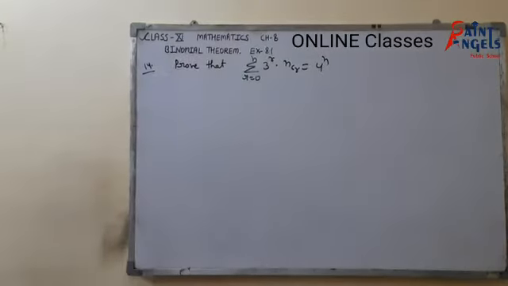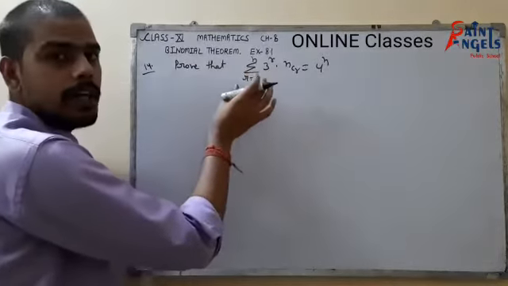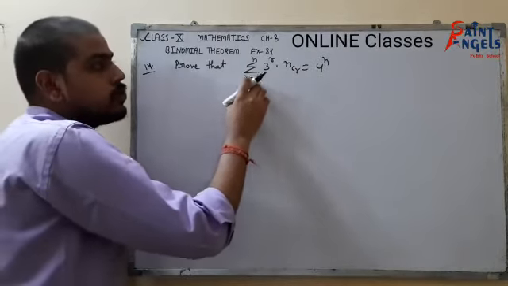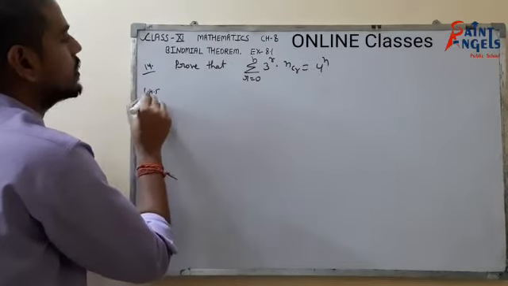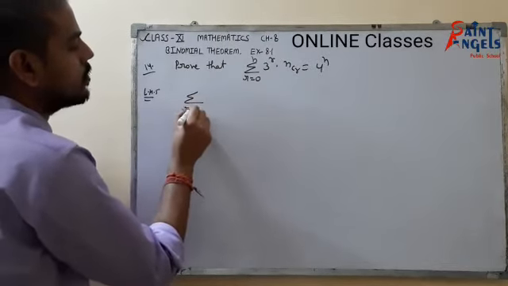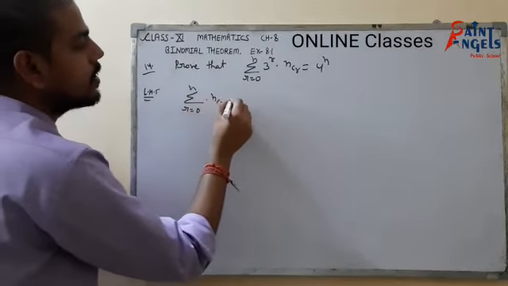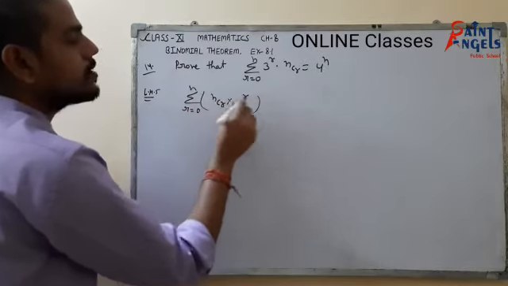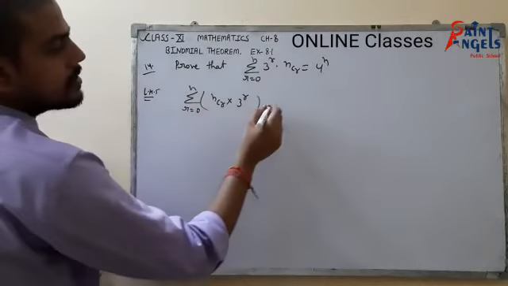Very simple question. Okay, we all know that summation means what? It is the sum of all the numbers from r equals 0 to r equals n. So now I am taking LHS. So LHS is sigma r equals 0 to n. I am writing nCr first, into 3 to the power r. I just changed the place, 3 to the r after the nCr. Okay, now open this summation.